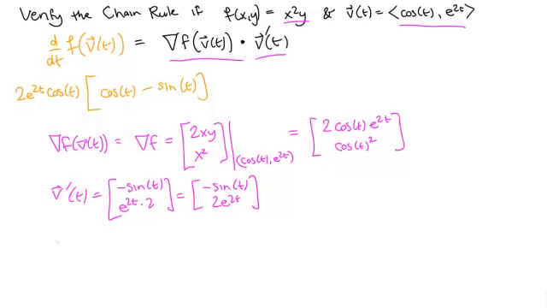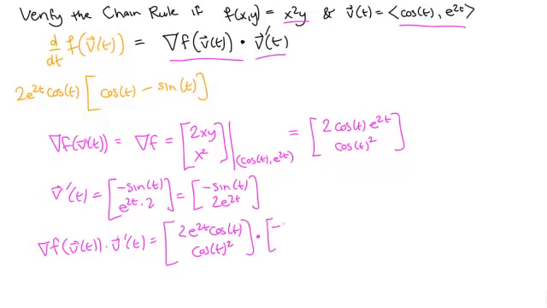And so finally, we need to take the dot product of these two expressions, f of v of t, dotted with v prime of t. So we'll take the vector 2e to the 2t cosine of t, cosine of t quantity squared, that's the gradient bit, and we'll dot it with the vector negative sine of t times 2e to the 2t. And so when we multiply across the top, we're going to have this times this, which will be negative 2 times e to the 2t times the cosine of t sine t.